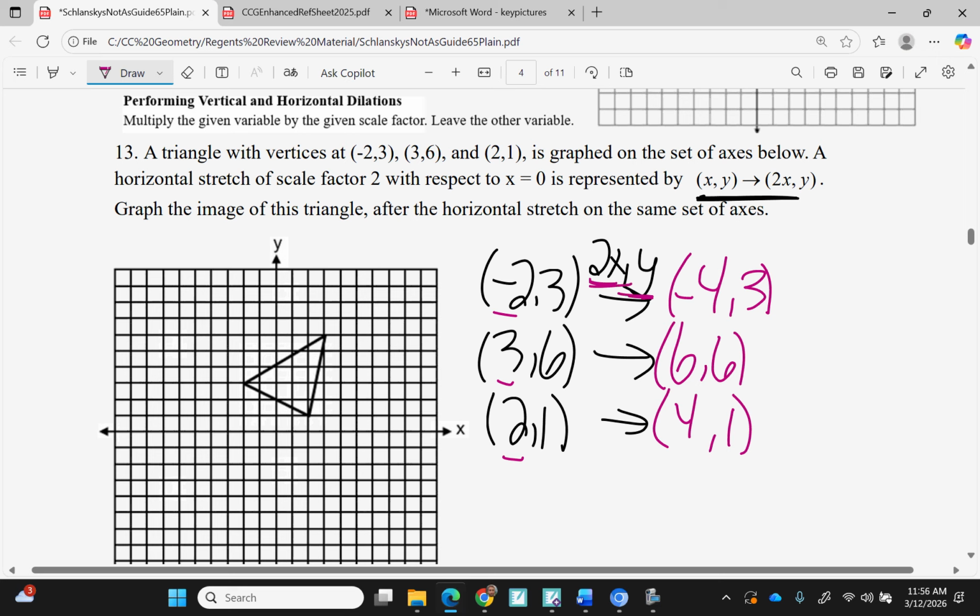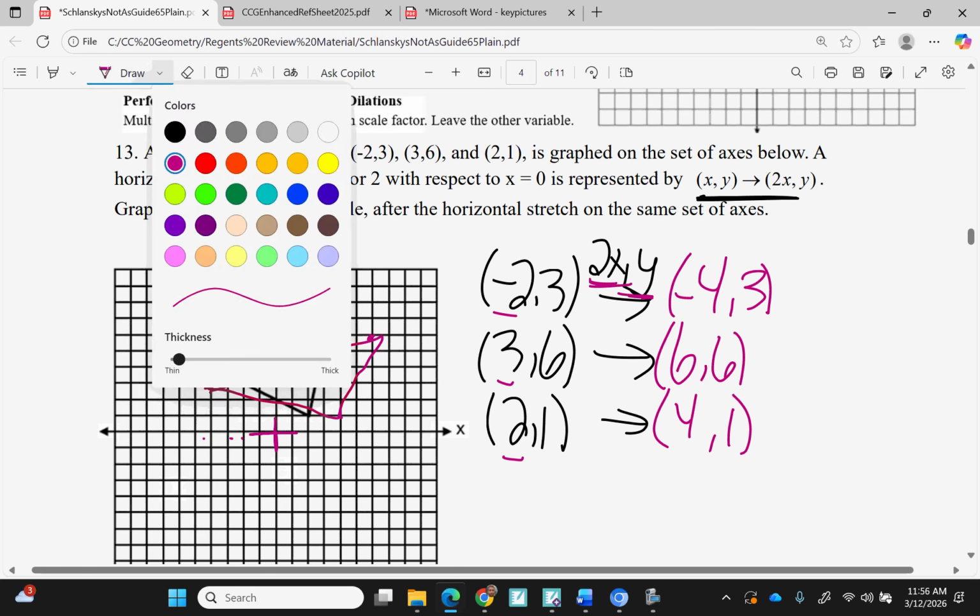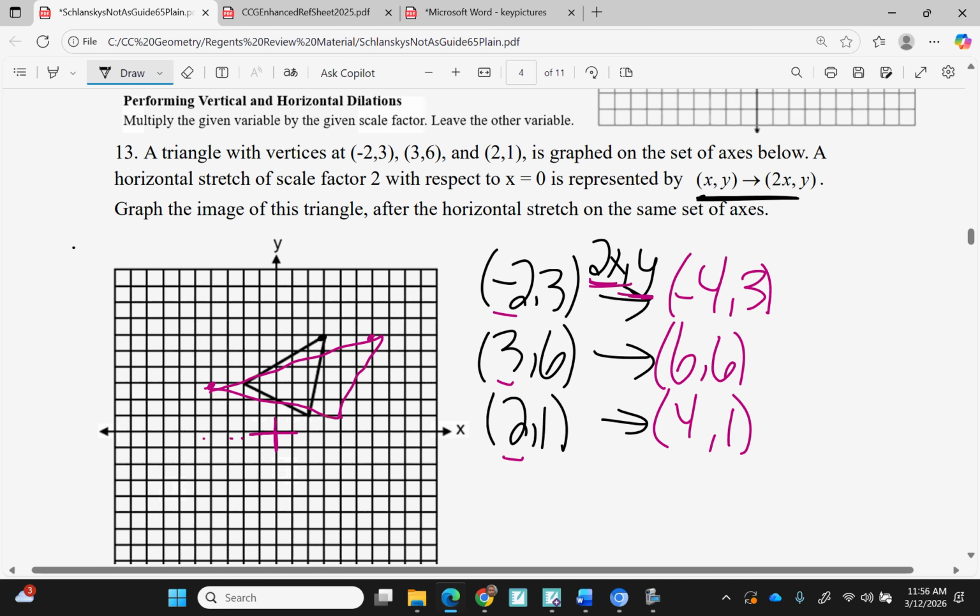I plot that point. This grid is a little bit hard to see. So I have -1, 2, 3, 4, 3. I've got 6, 6. I've got 4, 1. And based on what we just did in the previous example, hopefully we can see that this is a horizontal stretch because it's being pulled horizontally. If I take a look at any point in its image, it moved right. It moved left. It's being moved horizontally. Therefore, it's a horizontal stretch.